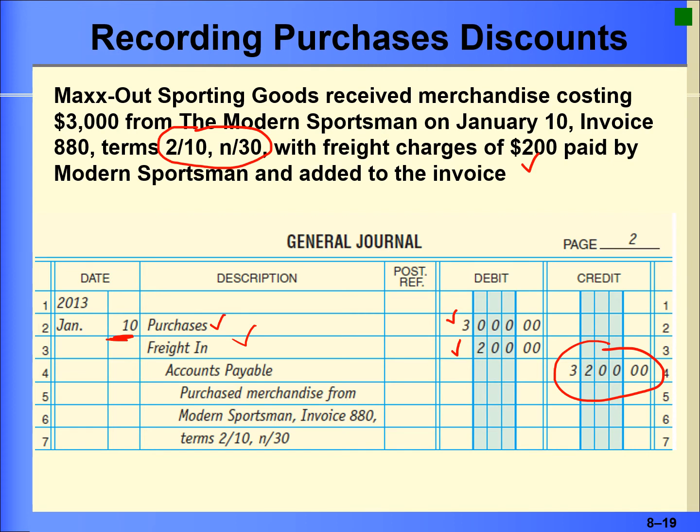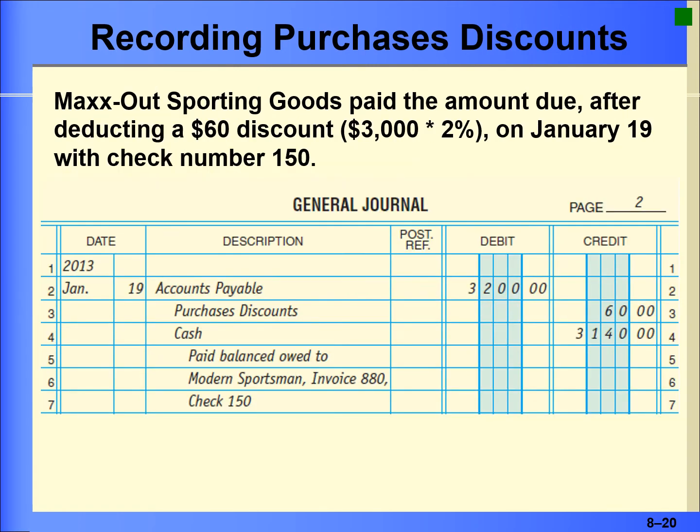Now remember, it does not include freight. The freight is kept separate because typically that's going to be charged by a shipping company. So these discount terms are going to be based on only the merchandise, only that $3,000. So the discount is not taken on the freight, it's only going to be taken on the merchandise. So notice, let's assume they're going to pay it on January 19th.